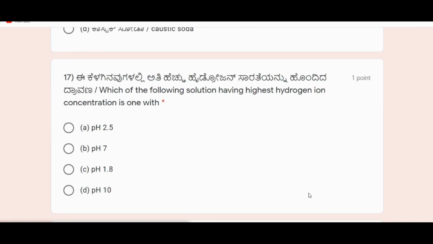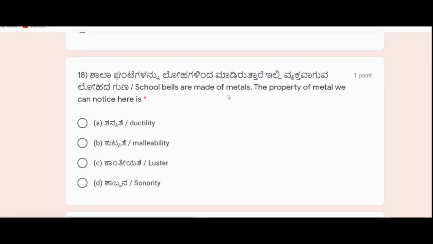17th question. Which of the following solutions has the highest hydrogen ion concentration? pH 2.5, pH 7, which is neutral, pH 1.8 and pH 10. The correct option is C, pH 1.8. 18th question. School bells are made up of metals. The property of metal we can notice here is ductility, malleability, luster, sonority. So the correct option for this question is D, sonority, which deals with sound. School bells are made up of metals, so this property is sonority.